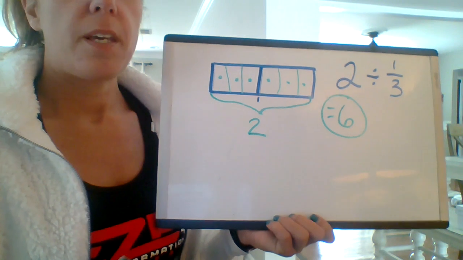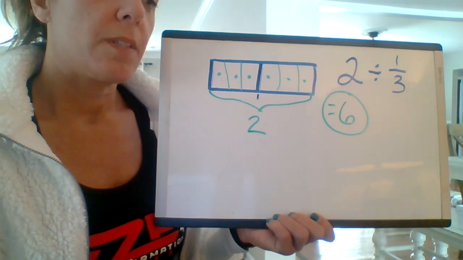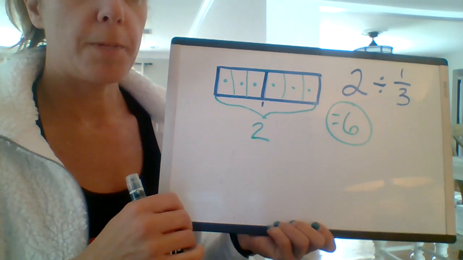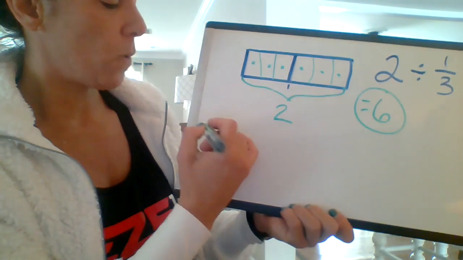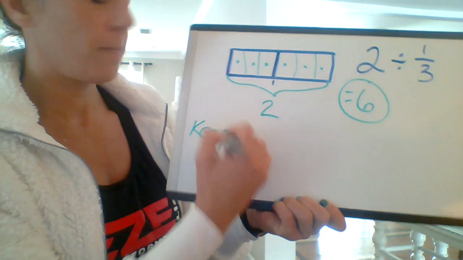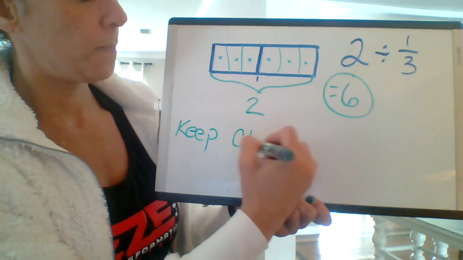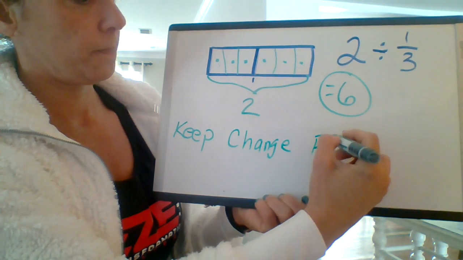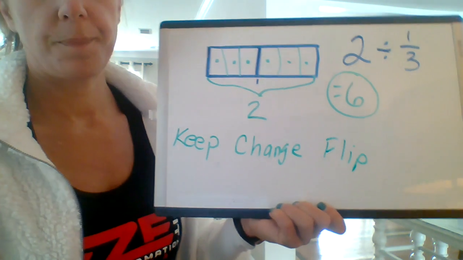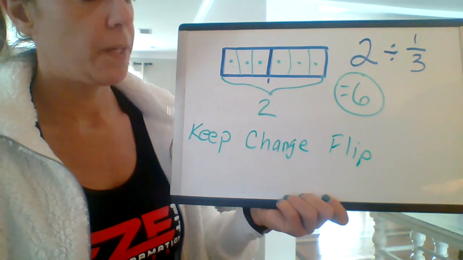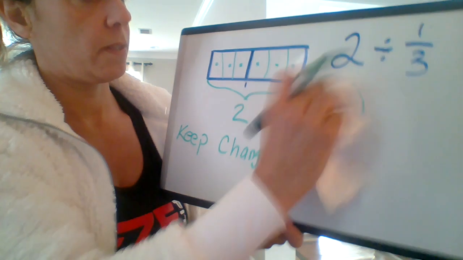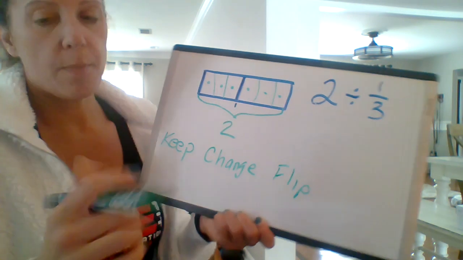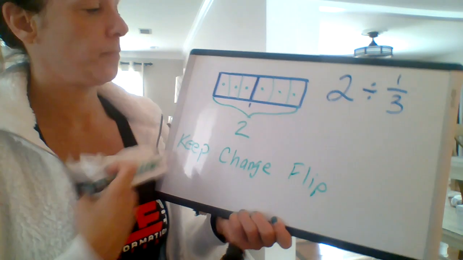Okay. The simple rule for that, or the little trick, is something called keep, change, and flip. Okay, keep, change, flip. That's how that works. Here we go. Here's my number sentence. Let's erase this.